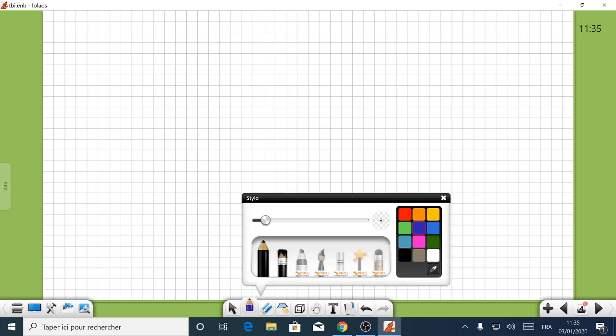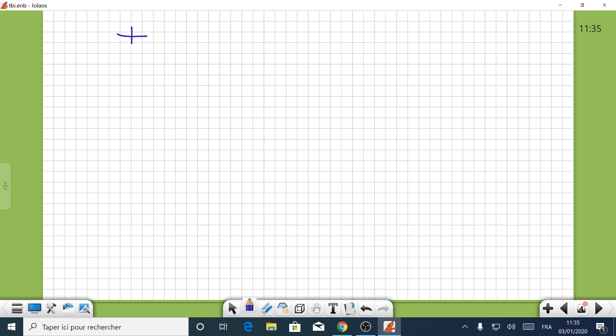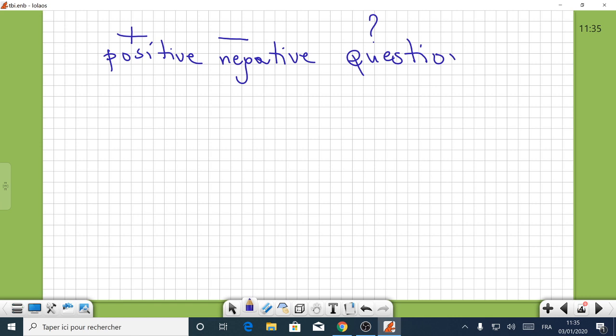I write first here: positive, negative, and question. So we are going to see how to form the past simple in all these three.